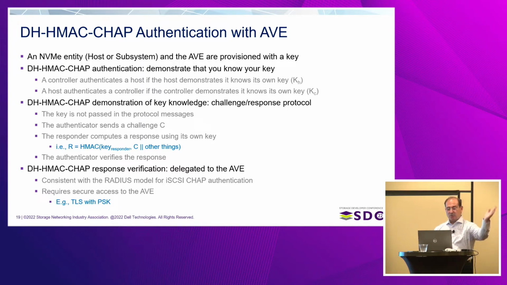Send a challenge, compute a response based on the key of the responder. And now the authenticator has to verify the response. This is the difference on the response verification. Now the response verification is delegated to the Authentication Verification Entity. It is not performed locally by the authenticator, which is consistent, by the way, with the reduced model for iSCSI-CHAP.